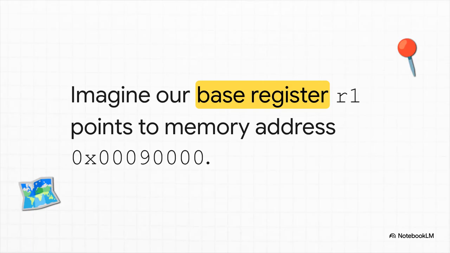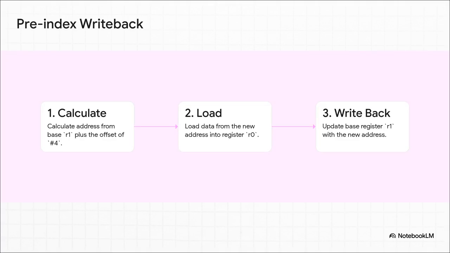Let's walk through an example to make this super clear. Let's say our base register, R1, is our map, and it's pointing to address 0x9000 in our warehouse. But the item we actually want isn't right there. It's 4 spots down the shelf. Okay, so check out this instruction. See that exclamation point at the end? That little guy is the key to the whole thing.